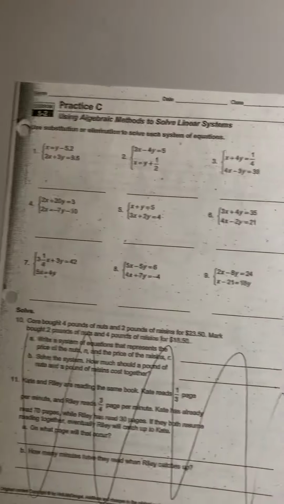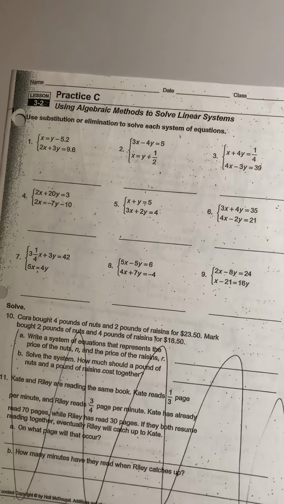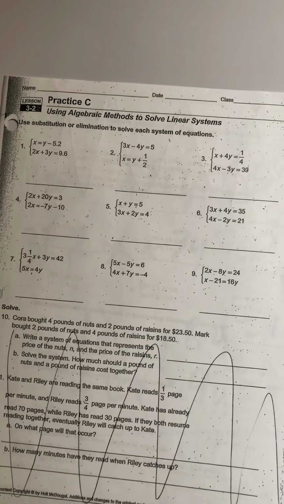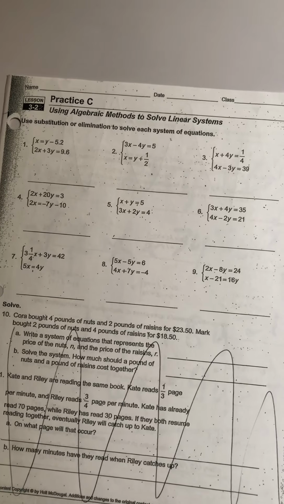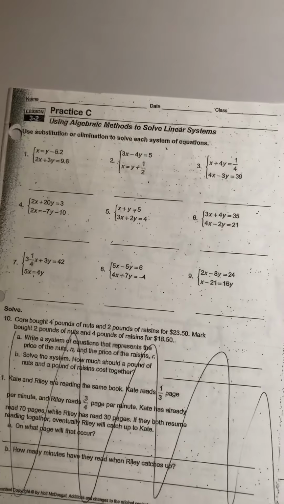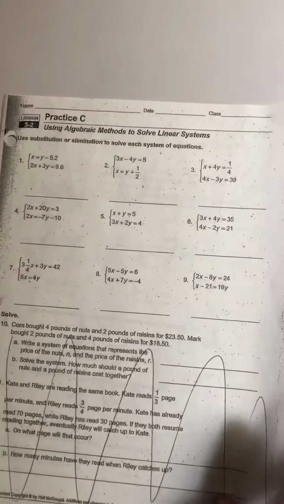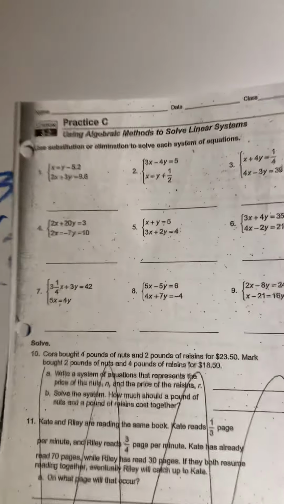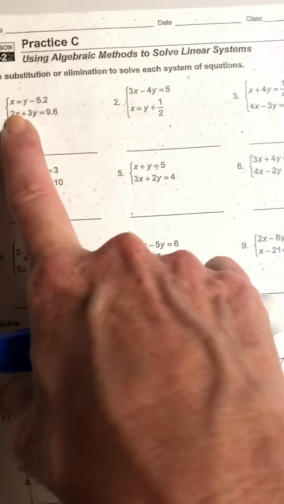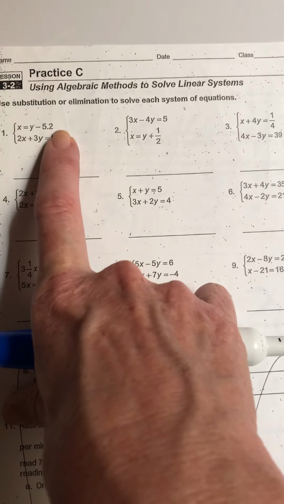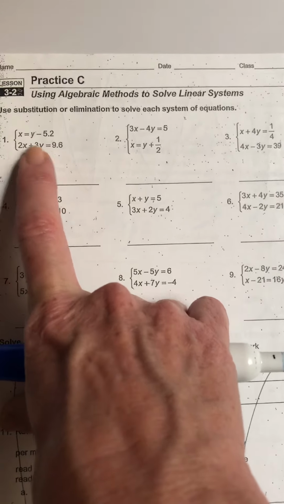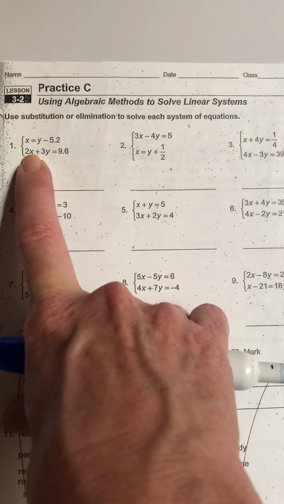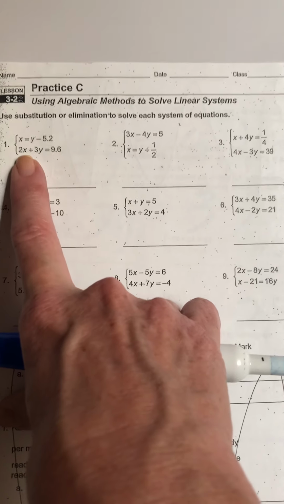Now there's a few I want to show you on the back because I've got fractions. So I just want to remind you how you can get rid of those right quick. On the back, you choose. It says use substitution or elimination. Again, if you remember Cramer's rule, that's fine. Number 1 is set up for substitution. Like you could put y minus 5.2 right here where the x is, because x equals y minus 5.2. So you could plug it in right there in parentheses and go from there.